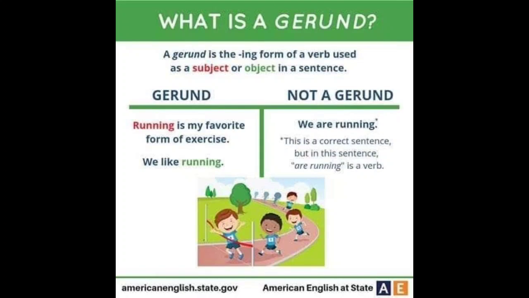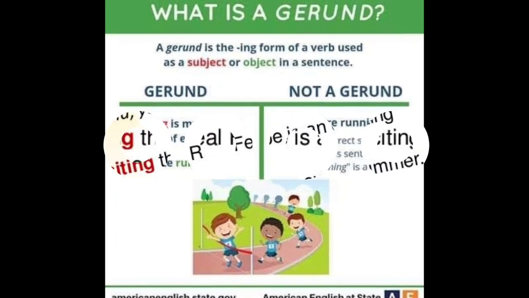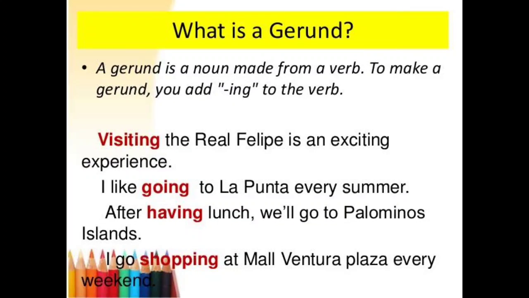We are running. Here, what is the mistake? Because running is a verb here. It is not a noun. So, when running acts as a noun with the ing form, then it is known as a gerund. So, a gerund is a noun made from a verb. To make a gerund, you have to add ing to the verb. Look at the examples here.